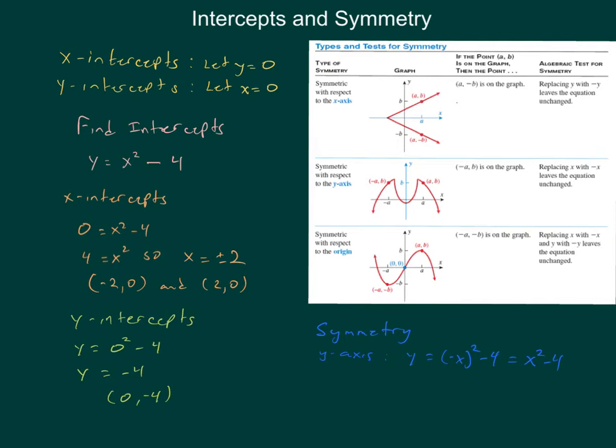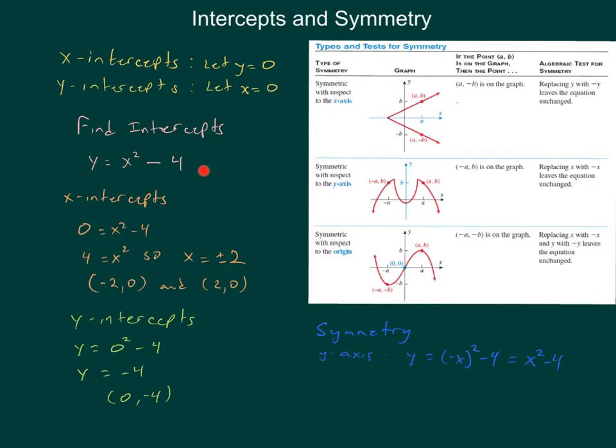Two things that can often help us a lot with graphing are intercepts and symmetry. Intercepts are the x-intercepts and y-intercepts. The thing to remember: when you're trying to find x-intercepts, you let y equal 0. And when you want to find y-intercepts, you let x equal 0.